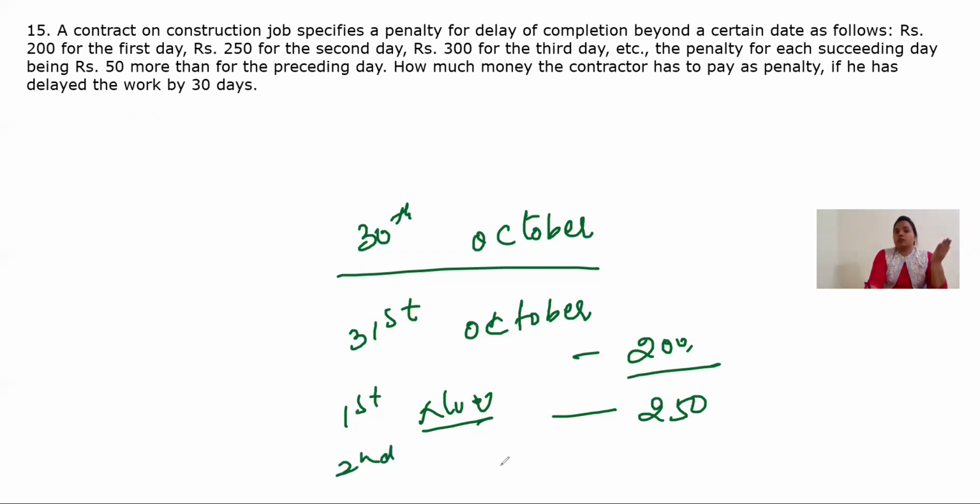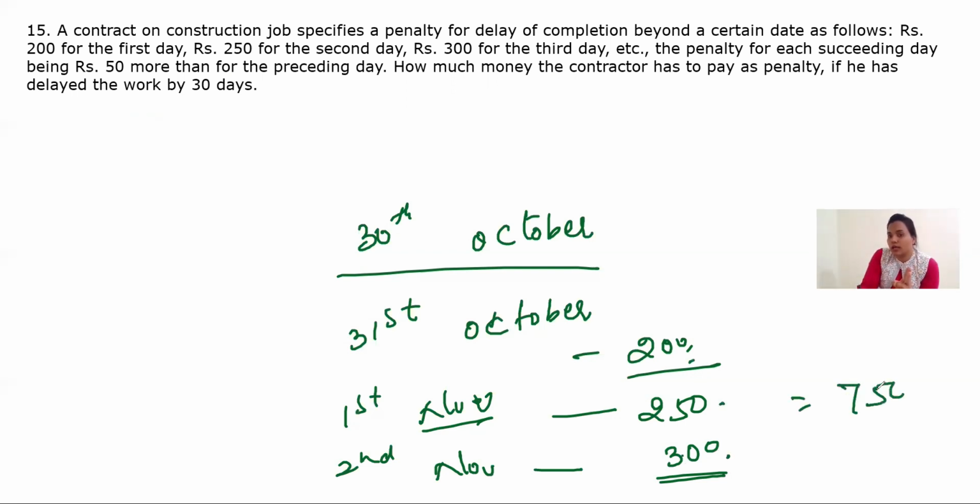On 2nd November also, he was not able to complete his work. On 2nd November, he will have to pay rupees 300. So if he delayed the work by 3 days, how much money does he have to pay? 200 plus 250 plus 300 equals 750. If he delays the work by 3 days, he has to pay 750 rupees.